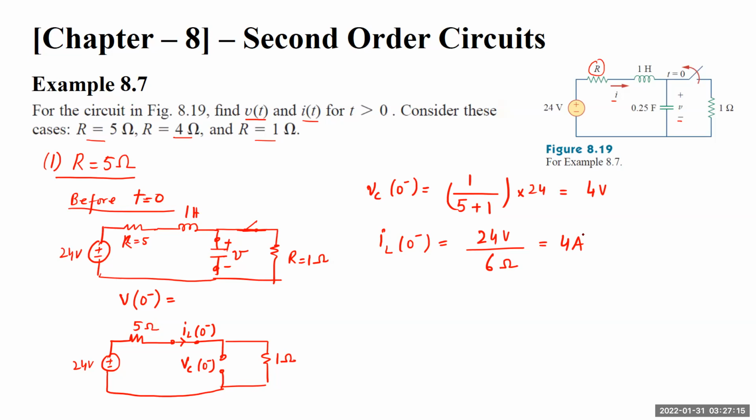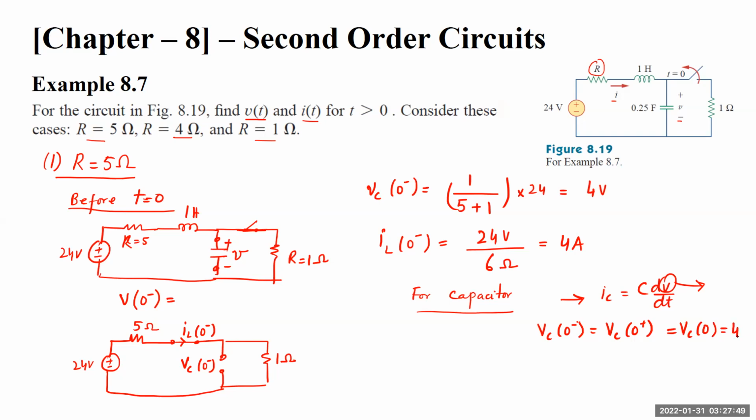Okay, now I have found my initial conditions. For the capacitor, remember, I will write the differential equation first. For the capacitor, it is IC equals C times dV by dt, and the variable that comes with the differential sign doesn't change instantaneously. The voltage across the capacitor doesn't change instantaneously. So VC at 0 negative will be VC at 0 positive. So we can call it VC 0 equals 4.